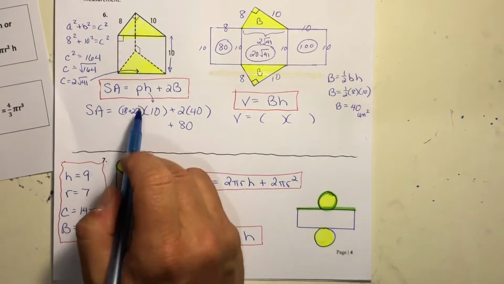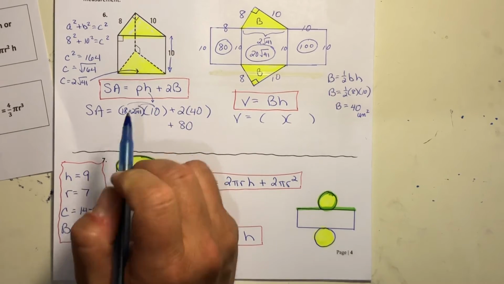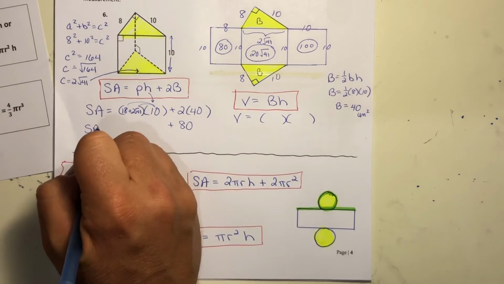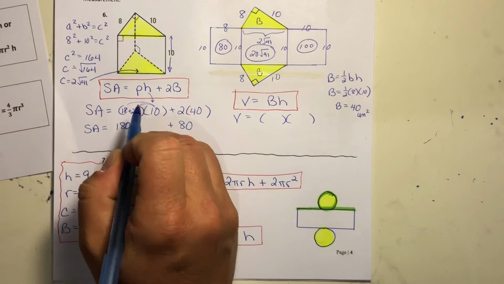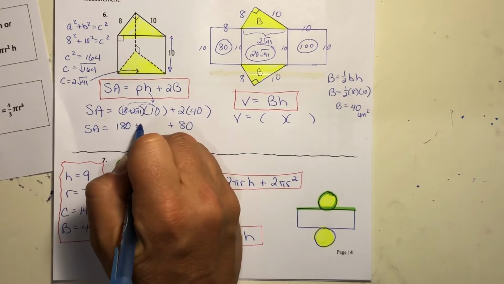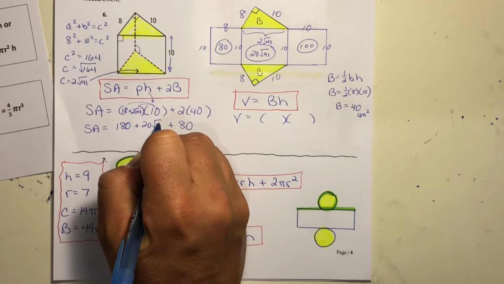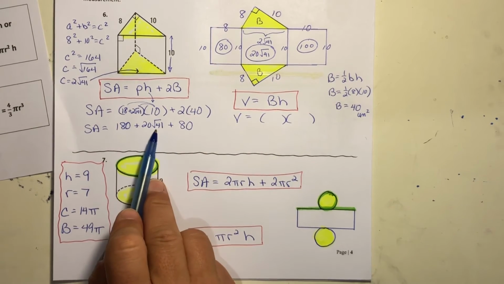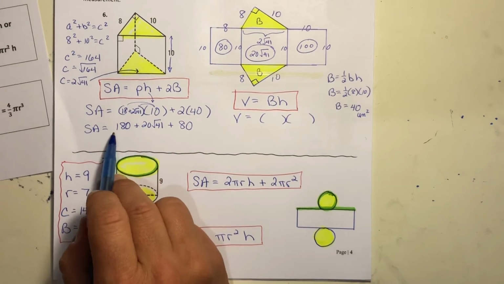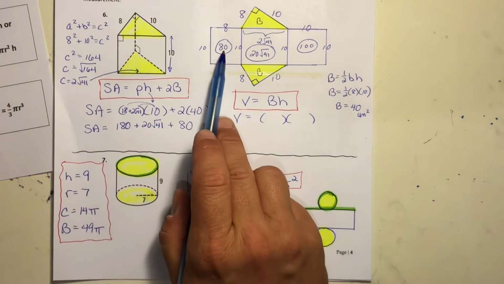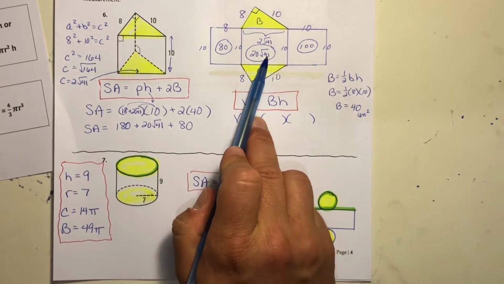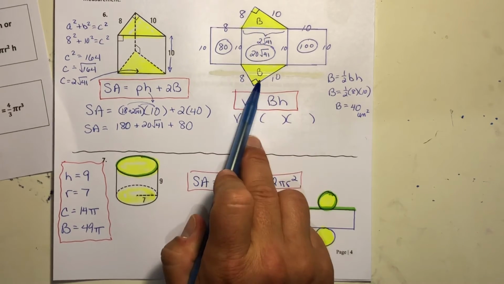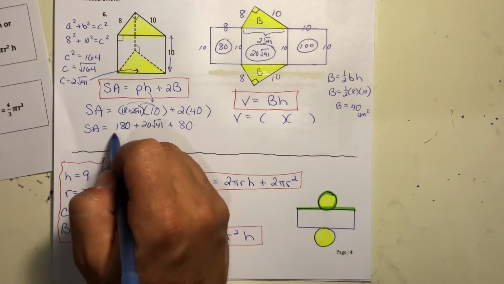Now I have to multiply that by 10. So I'm going to distribute. So far, my surface area will be 18 times 10, which is 180, and 10 times 2 radical 41, which is 20 radical 41. If you notice, 180 right here comes from these two together, plus 20 radical 41, plus 2 bases. So basically, this formula just helps you get to your final answer.